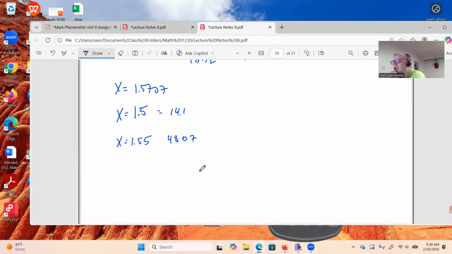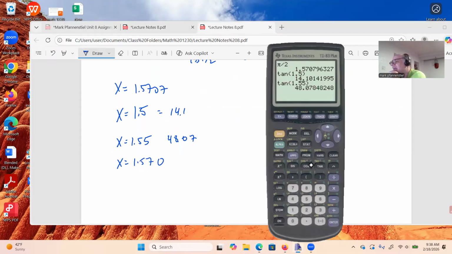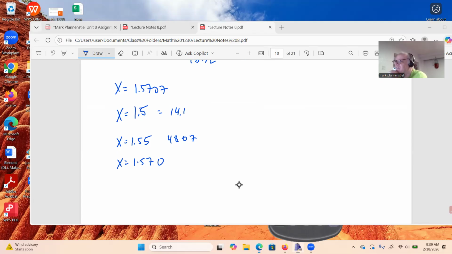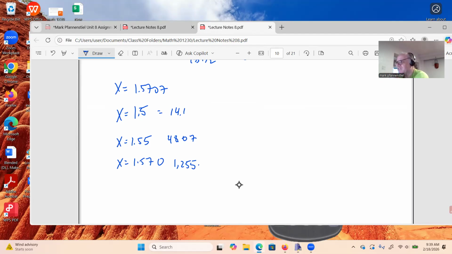If we go a little bit closer, say x equals 1.570, let's see what happens. So tangent of 1.570, you don't have to type in the zero, it knows. At 1.570, we get 1,255. Good Lord. I don't know if I'm going to be able to graph this on a piece of paper, because 1,255, I'm going to be graphing this thing through the ceiling.